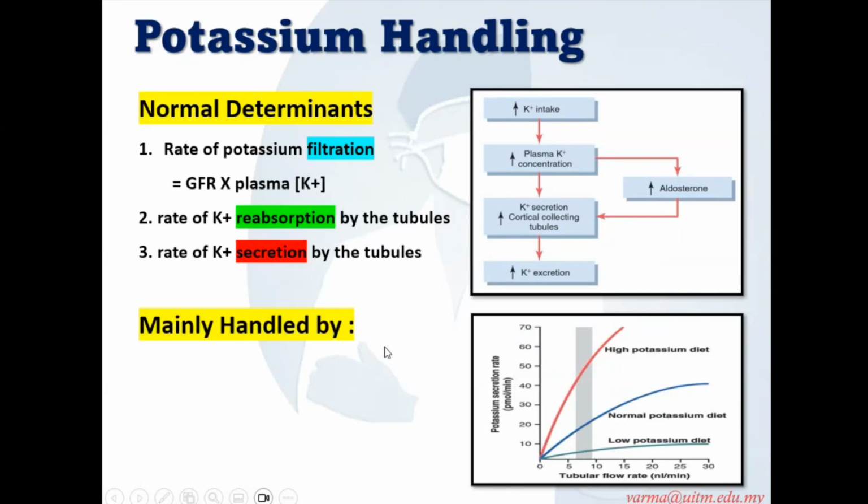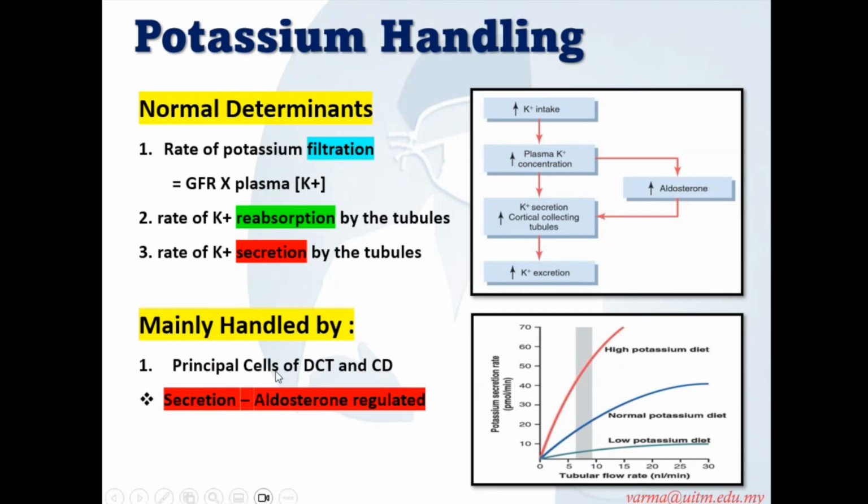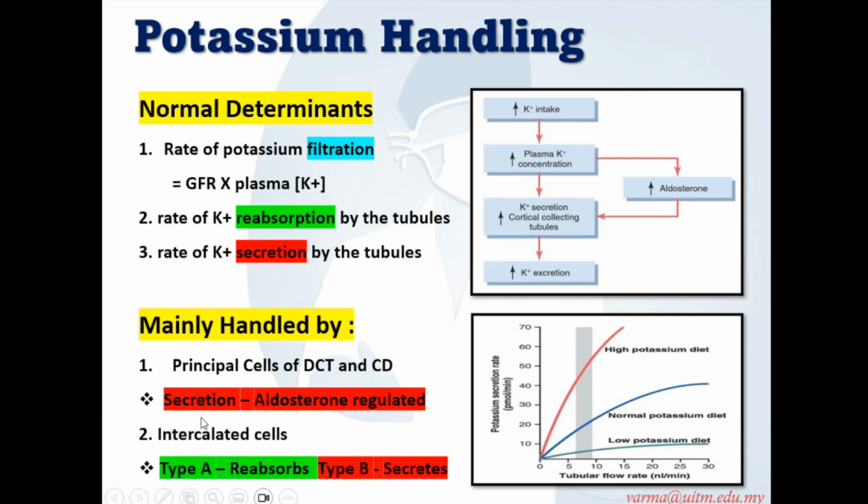So potassium excretion is mainly handled by principal cells in your DCT and collecting duct, which is aldosterone regulated, and there are intercalated cells which have type A and type B. Type A reabsorbs, type B secretes. Okay, type A reabsorbs potassium, type B secretes potassium. We come into it now.